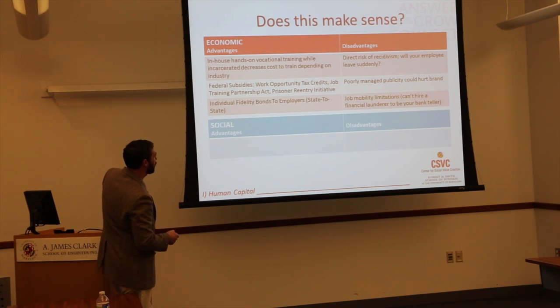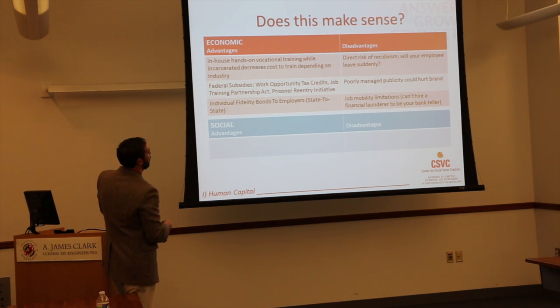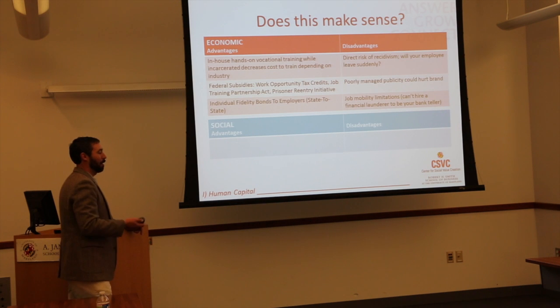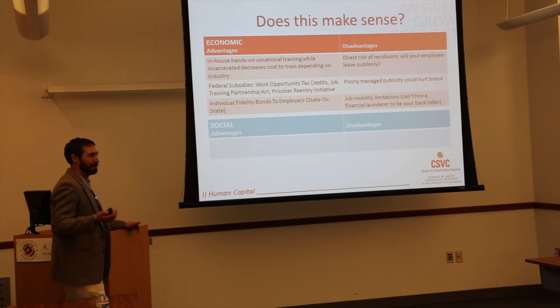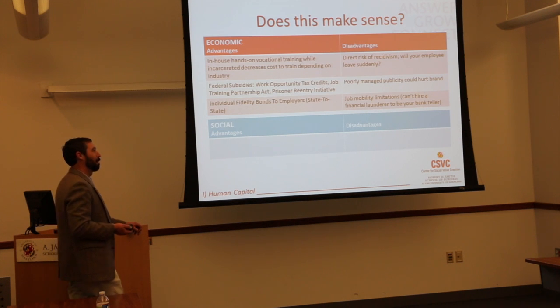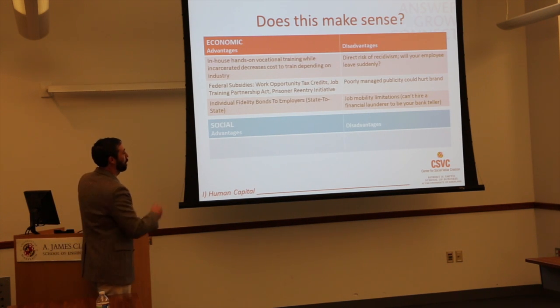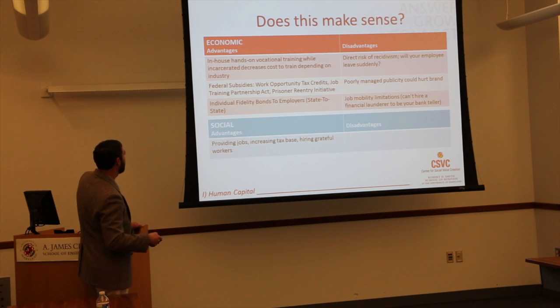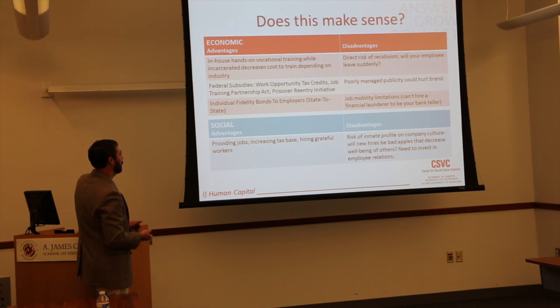employee of your business? And then of course job mobility limitations. There are certain things that if they're on someone's criminal record, they're just not going to be able to do. So you have to think about that as well. If you're running a bank or a daycare or things like that, they're just sort of options that are closed. But at the same time, consider what you're doing for society. You're providing jobs, you're increasing the tax base, you're hiring grateful workers.